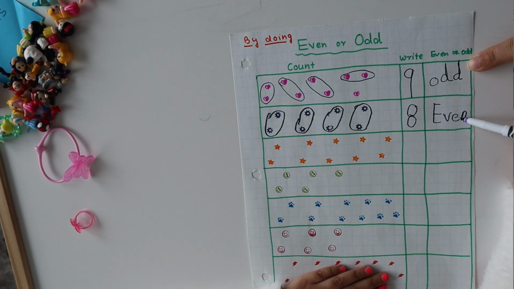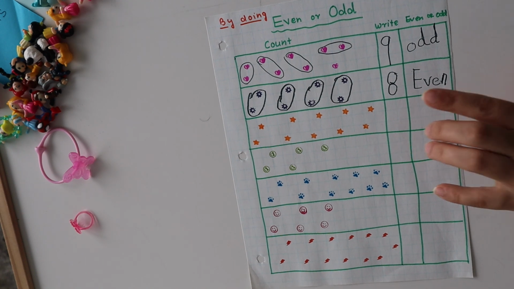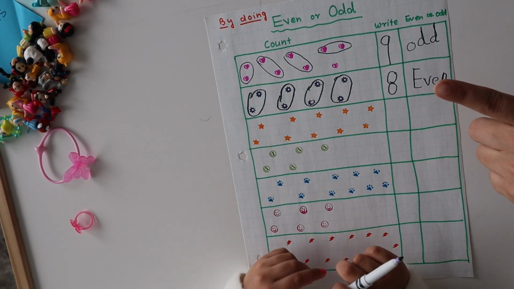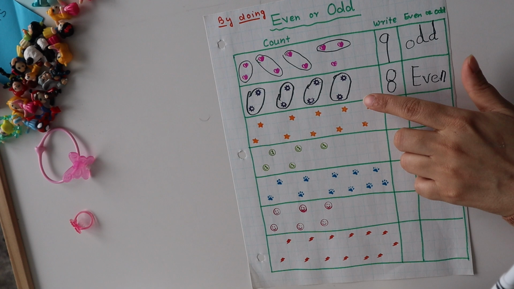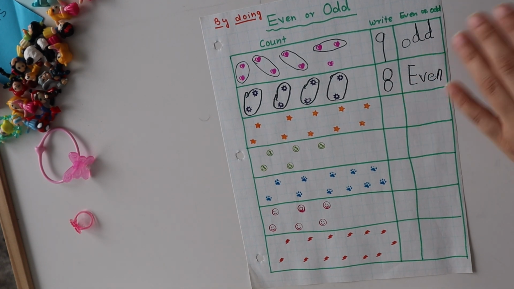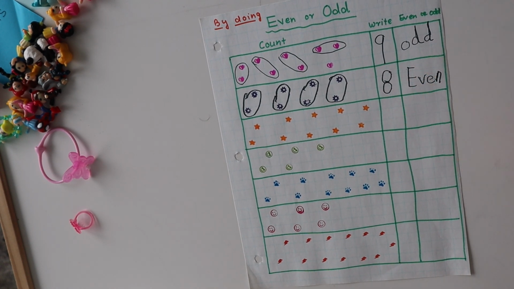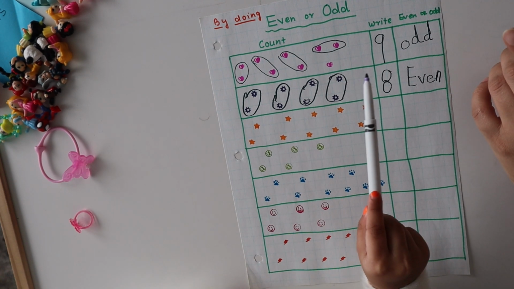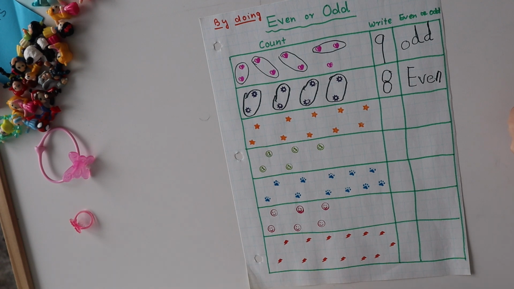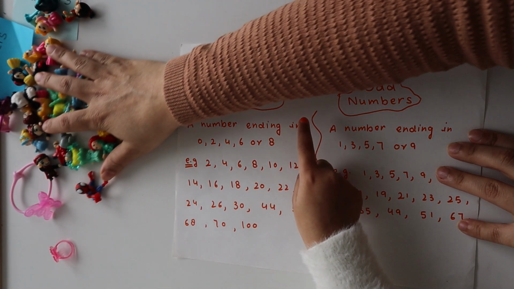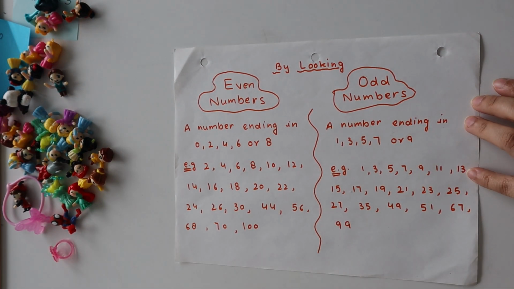Very nice. So as I told you earlier, this is the first way of teaching even odd numbers, that is by doing. So you have to make the pairs, and if there is no object left, it means the number is even. And if there is one left, then yeah, it's odd. Odd. Very nice. Good job. Give me 5. Very nice. Even numbers by looking, odd numbers.